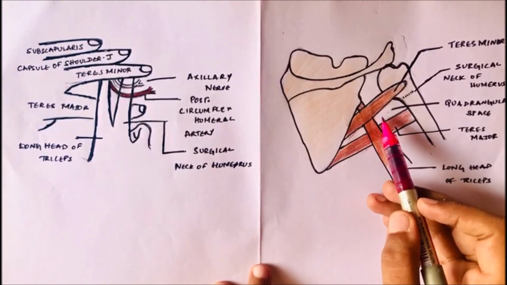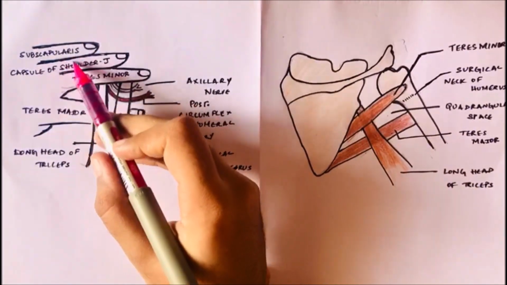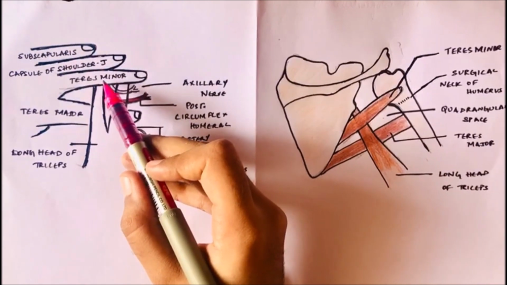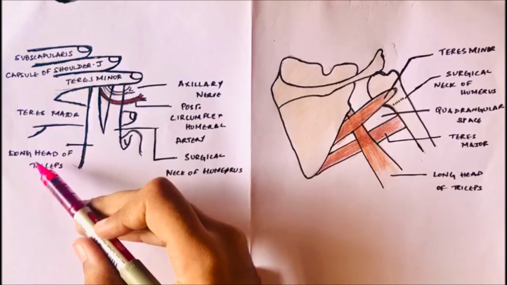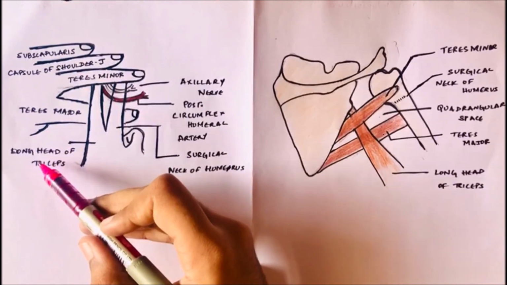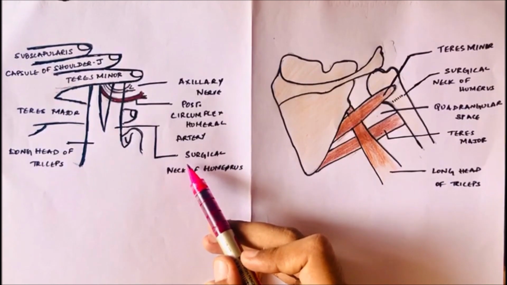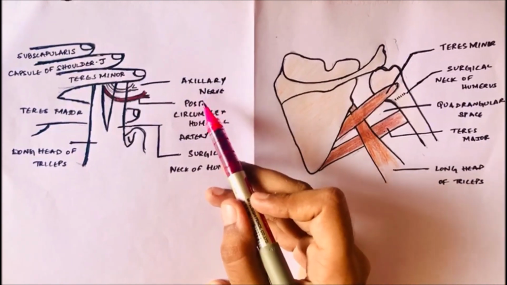The boundaries are: from superior to anterior, above is the subscapularis, the capsule of the shoulder joint and the teres minor. The below boundary is the teres major, and the medial boundary is the long head of the triceps and the lateral boundary the surgical neck of the humerus. The structures passing through the quadrangular space are the axillary nerve and the posterior circumflex humeral vessels.